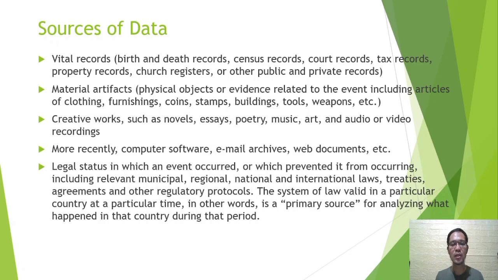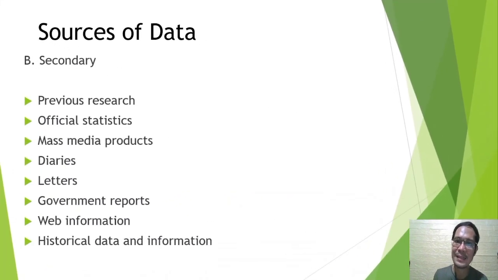We also have the legal status of an event, which occurred or which prevented it from occurring, including relevant municipal, regional, national, and international laws, treaties, agreements, and other legal regulatory protocols. So the system of law valid in a particular country at a particular time, in other words, is a primary source for analyzing what happened in that country during that period. So those are some examples of primary source of data.